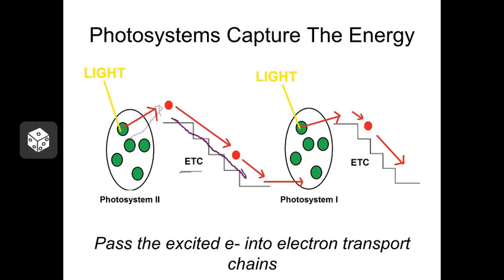As they pass the electrons down the chain from one molecule to the next, they pull some of the energy out of those electrons. That energy can be used to do work. Once the electrons get to the bottom of this first electron transport chain, they're pretty depleted, they're pretty tired. So they get passed into another photosystem where they get zapped with light energy again, they get energized again, and a second electron transport chain grabs them and starts making use of that energy.